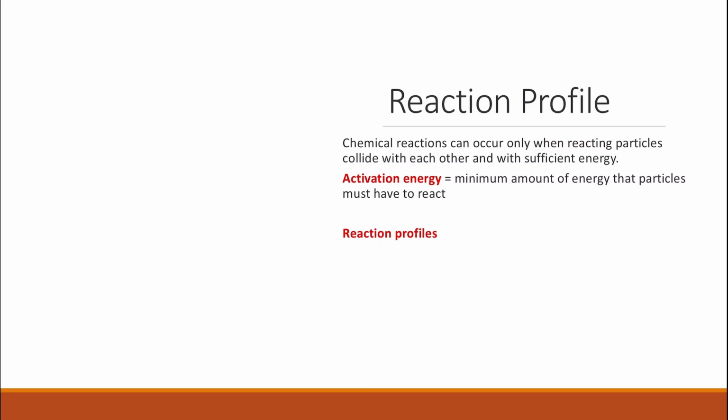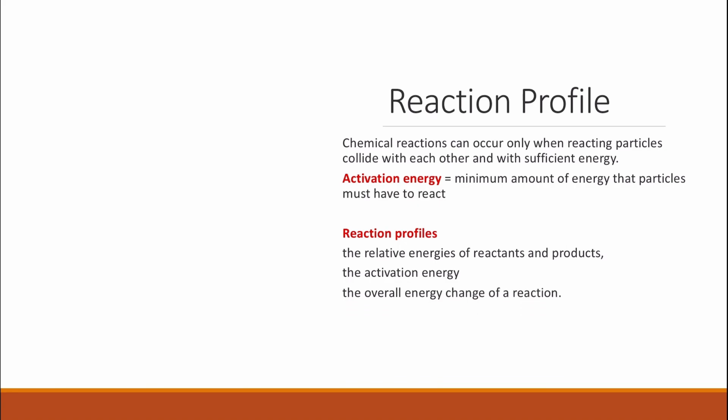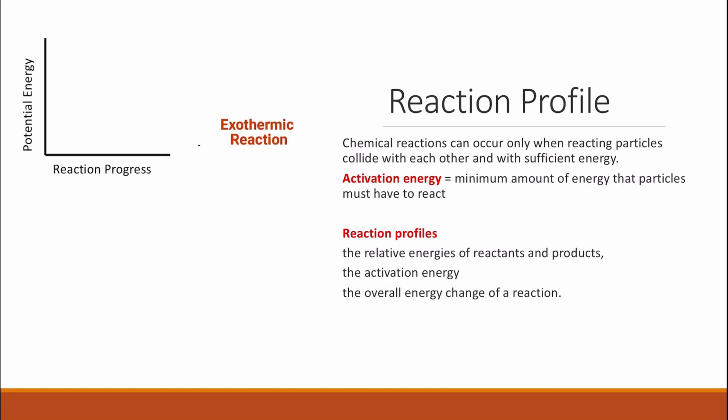And we can represent the energy change during the course of the reaction using the reaction profile. That will give us the relative energies of reactants and products, the activation energy, and the overall energy change of a reaction. So to represent the energy profile of an exothermic reaction, we put the reaction progress on the x-axis and the potential energy on the y-axis.